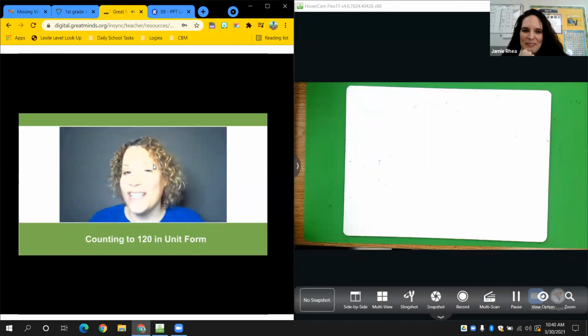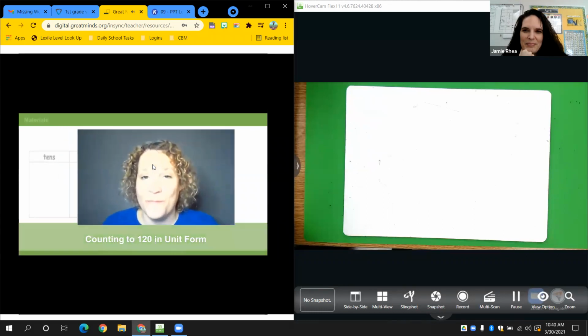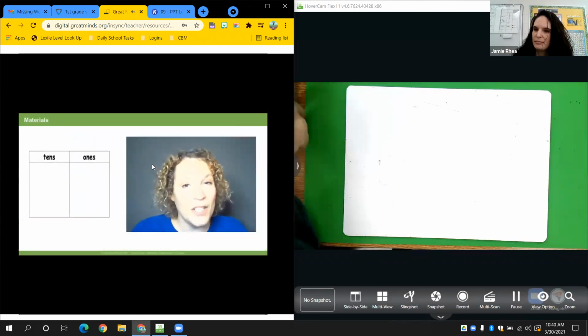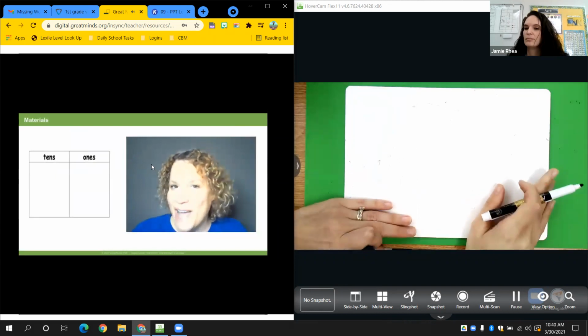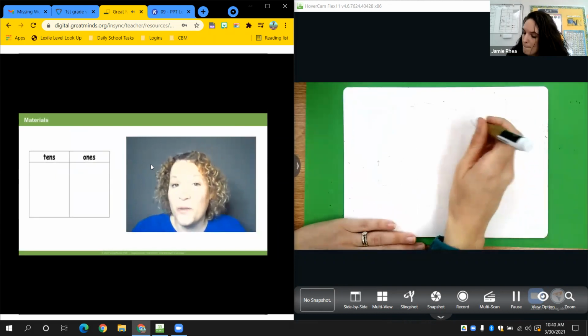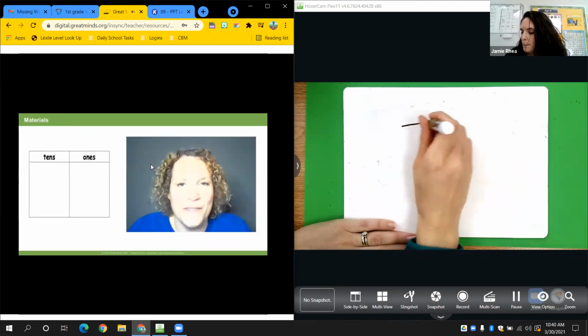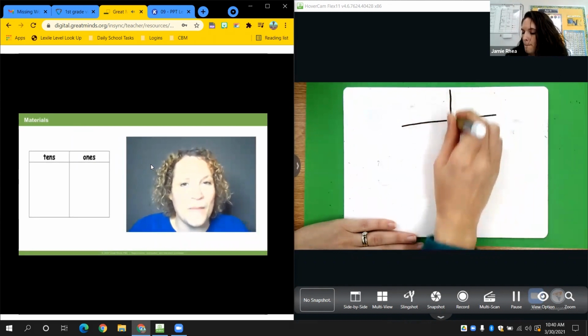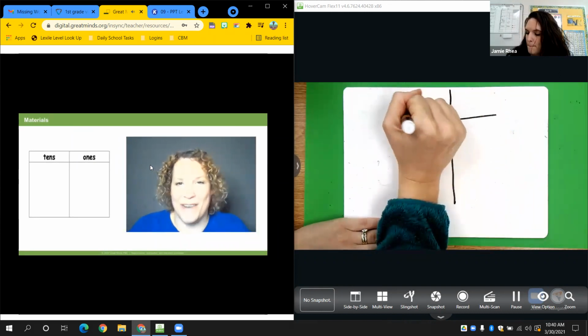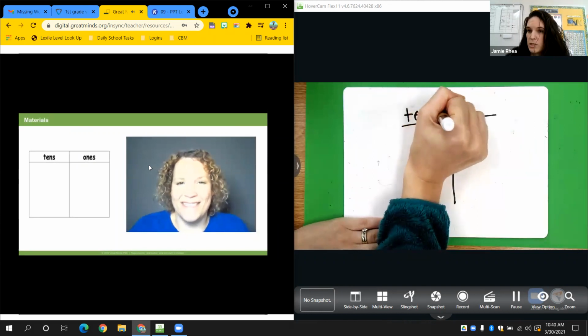Our learning goal is to count to 120 in unit form. For this lesson, you will need a place value chart. If you don't have one, that's okay. We can improvise and make our own. Push pause to gather your materials or to make your own. If you need more time, you can push pause.